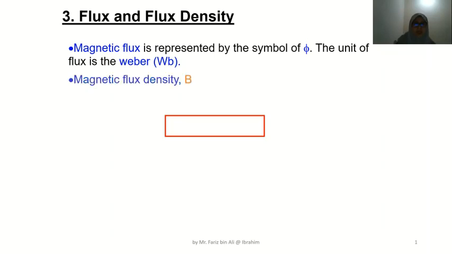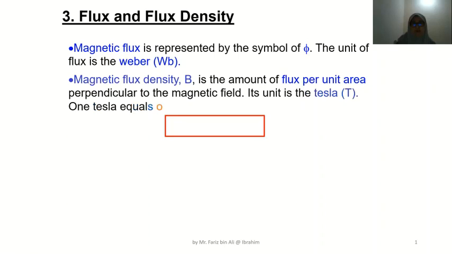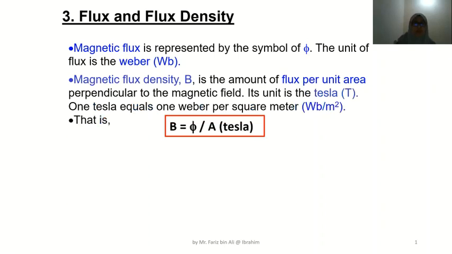Magnetic flux density, or B, is the amount of flux per unit area perpendicular to the magnetic fields. So we know, what is the magnetic field? Magnetic field is the dotted line that is formed by the magnetic flux. Its unit, for the flux density, is Tesla.